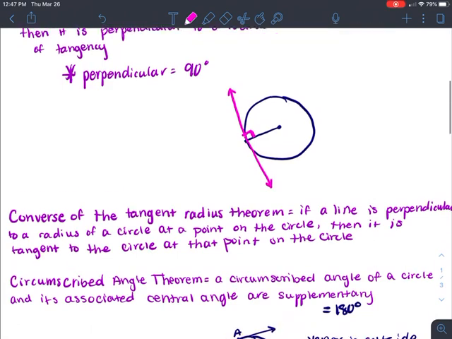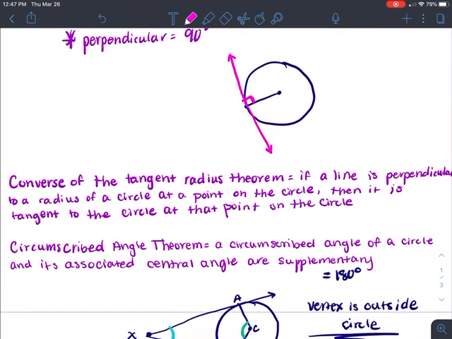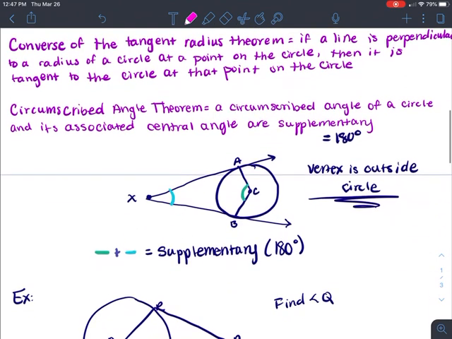The circumscribed angle theorem says that a circumscribed angle of a circle and its associated central angle are supplementary. So remember that supplementary equals 180 degrees. Here we have the vertex outside the circle. The vertex here is X. And I've drawn that the light blue angle, which is our circumscribed angle, and our light green angle, which is our central angle, are equal to 180 degrees.